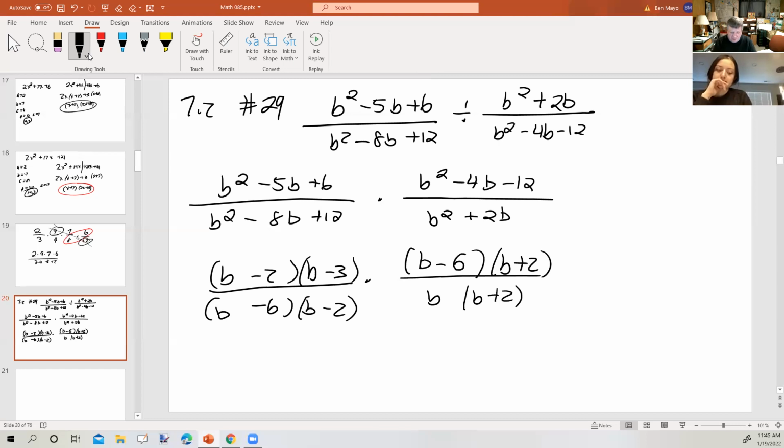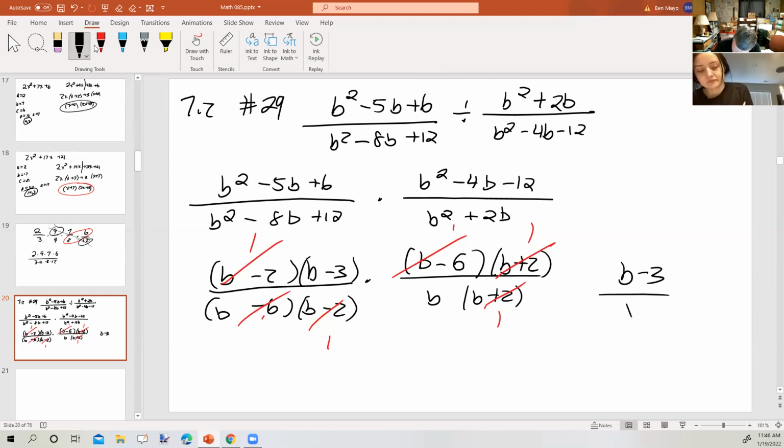All righty, it's time for reducing. So those will go, those will go, those will go. And what do I have left? B minus 3 over B. Now, why can't I cross out the B's? Because this B in the numerator is not a factor of the entire numerator. Okay. We okay with that?